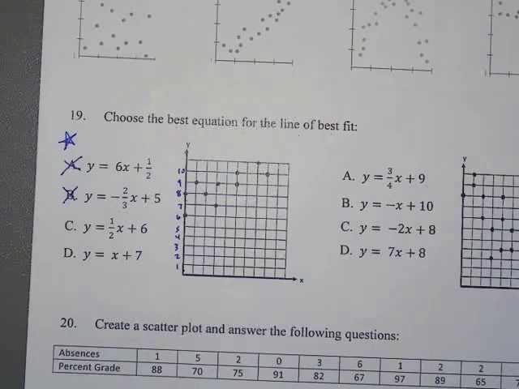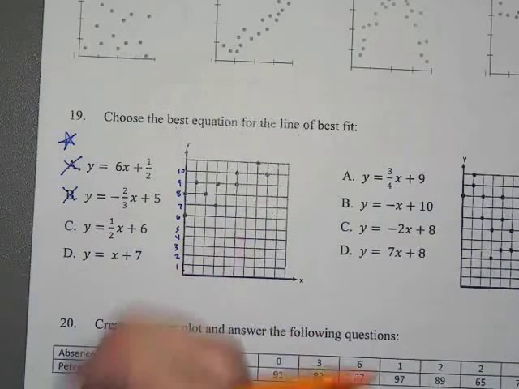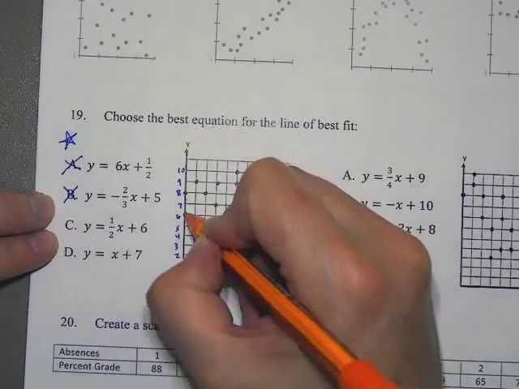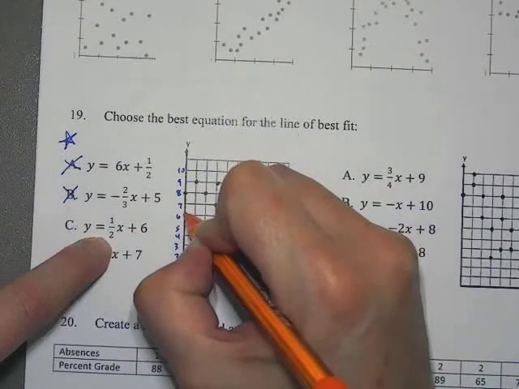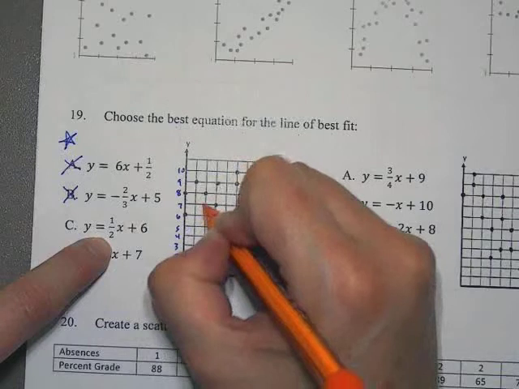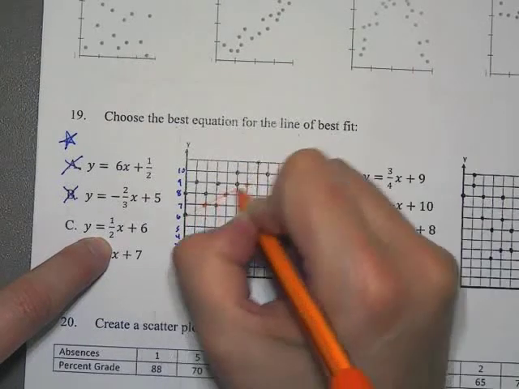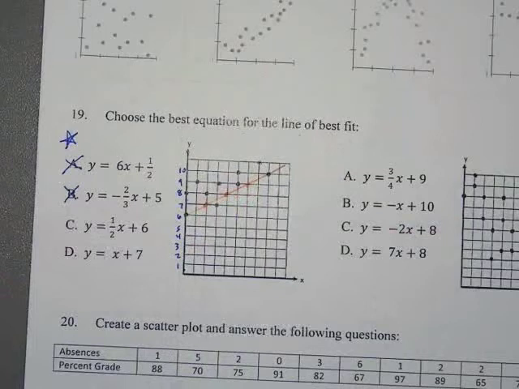So what I'm going to do is graph these two options, and I'm going to try to do them in different color ink here. All right, so I'm going to grab this orange pen right here. Let's graph this first one. To graph this, I go up to 6, the y-intercept, and then I graph using my slope, up 1 over 2, up 1 over 2, up 1 over 2. So here is that equation, and it goes through the points pretty well.